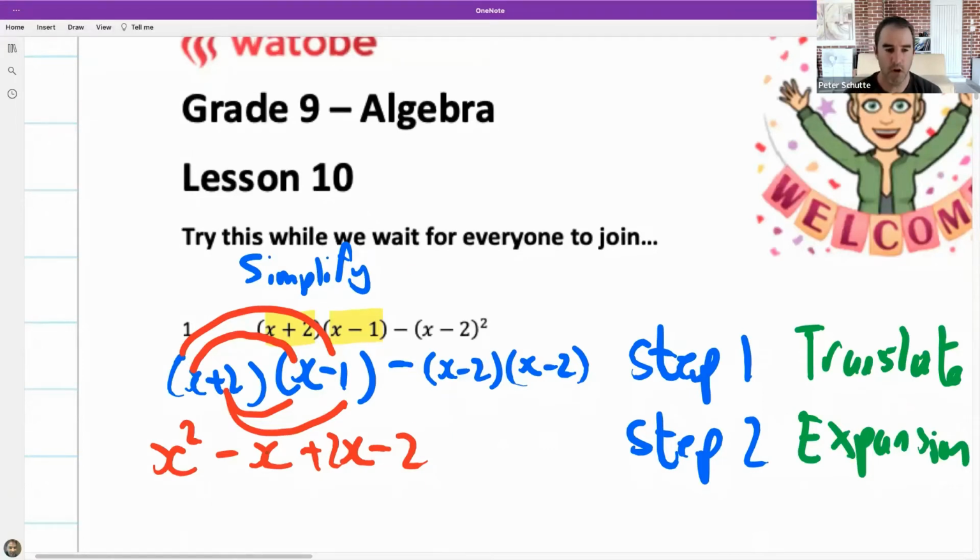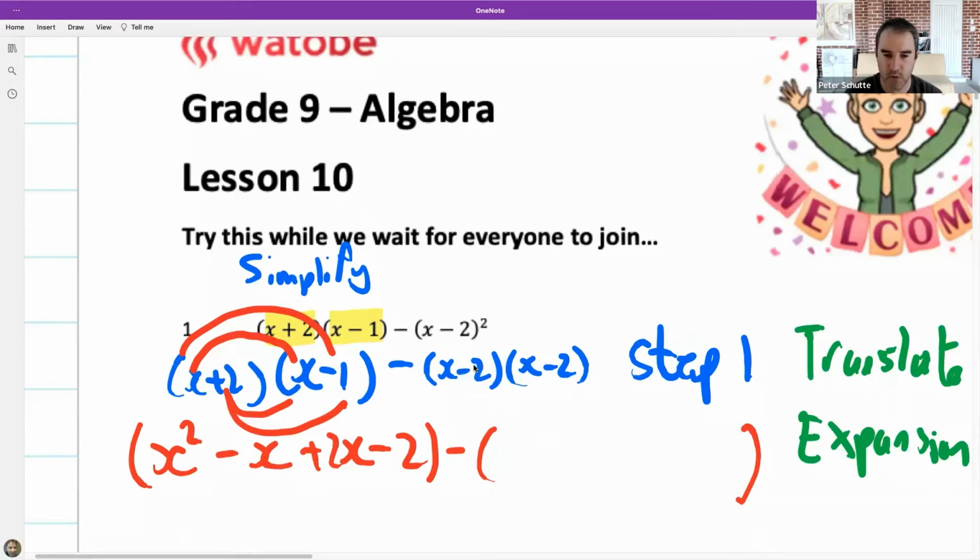Okay. So what I'm going to do now is leave that first part over here. I'm actually going to leave it in one big bracket, like it's one thing. And then I'm going to move to this second bracket. I'm going to move this out of the way.